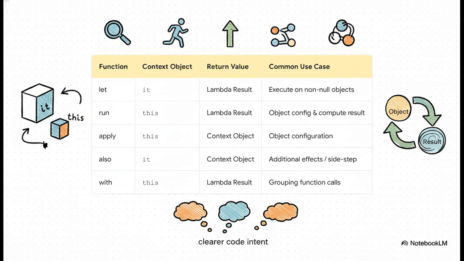First, how you refer to the object inside your code, either as it or this. And second, what the whole thing returns. Some, like apply, return the object itself, which is awesome for chaining configurations. Others, like let, return the result of whatever you did inside the lambda.